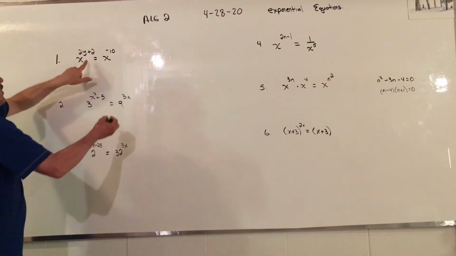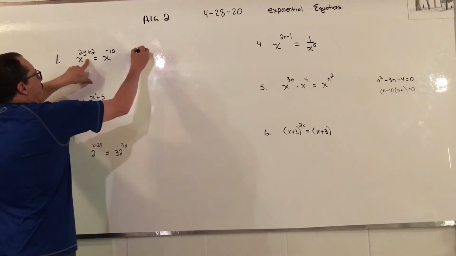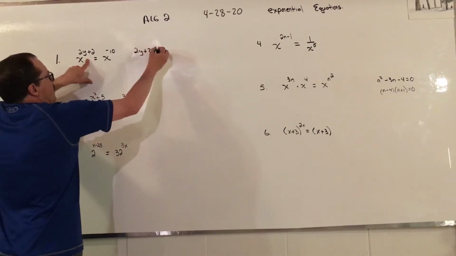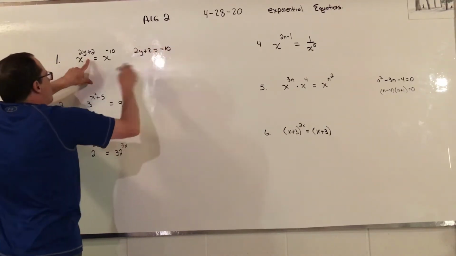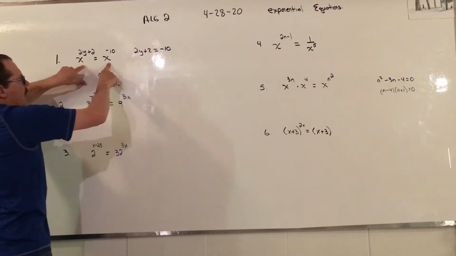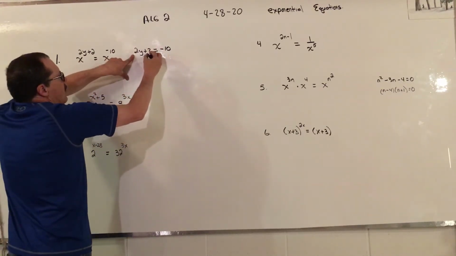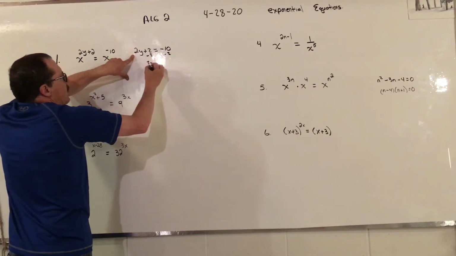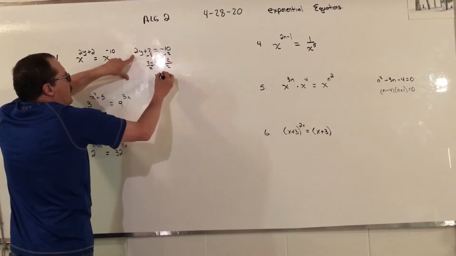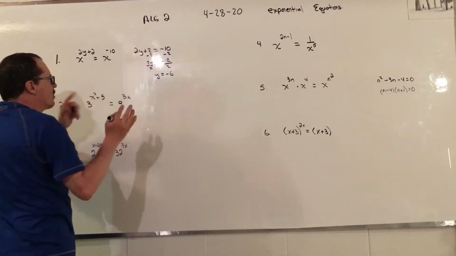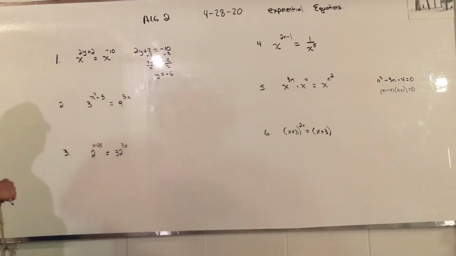So you can take this equation and write that 2y plus 2 has to equal negative 10, and that's because these two are the same. Once you do that, you just solve, and you get 2y equals negative 12. Divide by 2, and you get y equals negative 6. That's the answer. If you plug it in, you'll find that you get negative 10 on both sides.